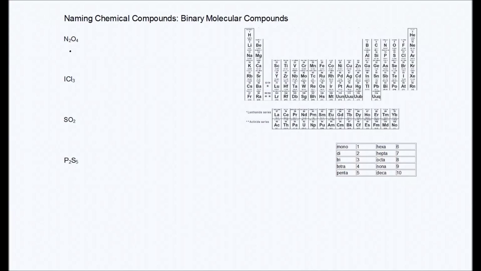So this first element is nitrogen. I have 2 of them. So I prefix it with the Greek prefix for 2, which is di. So this becomes dinitrogen. I have 4 oxygens. 4 is tetra. So tetroxide. Dinitrogen tetroxide. Here I have ICl3, iodine.